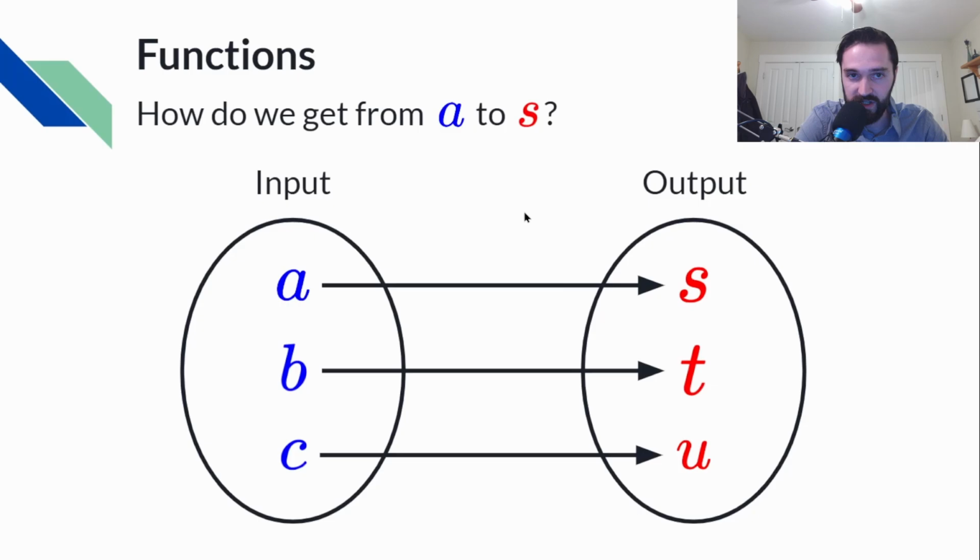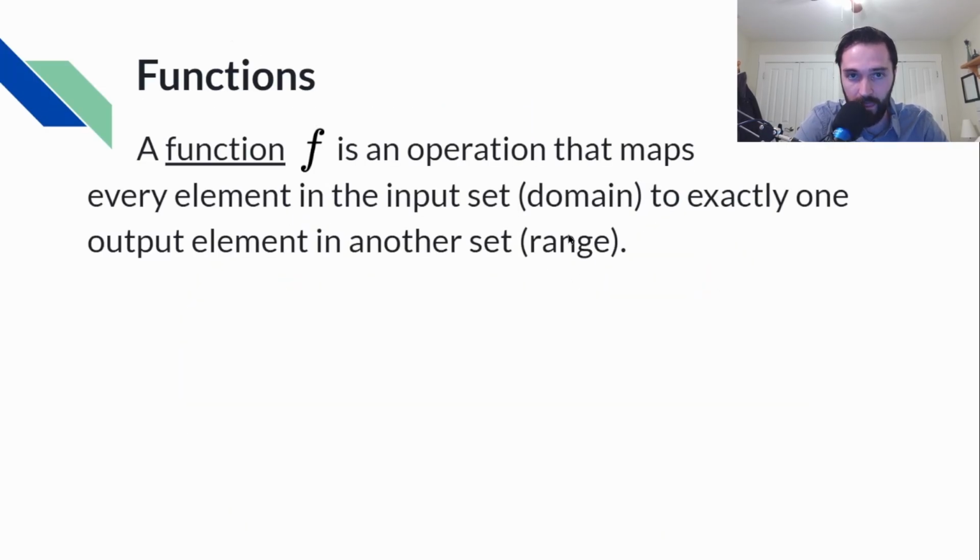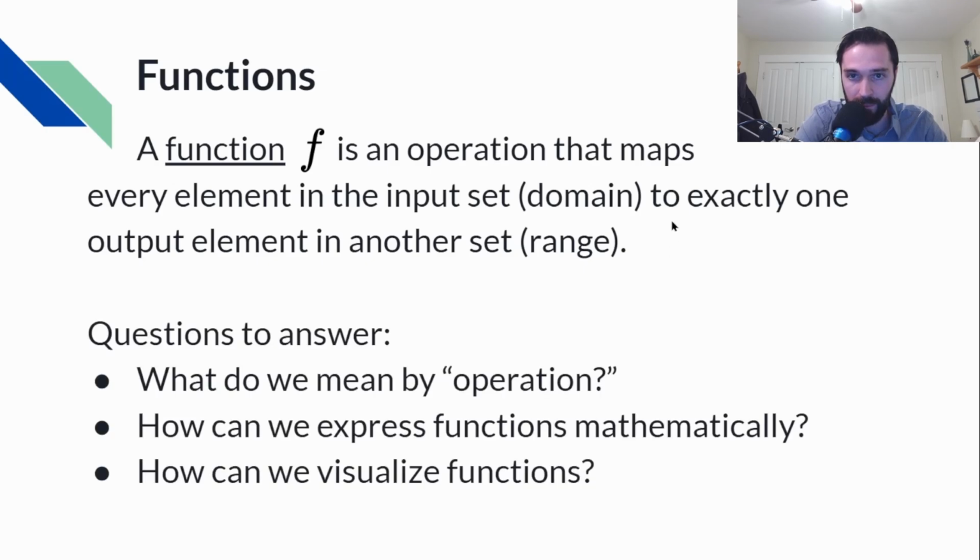So the question I want to ask now is, how do we get from A to S? How does this mapping occur? A is being passed into F, the function F, and that function performs some sort of operation to get to S. So let's write down a second definition for functions. A function F is an operation that maps every element in the input set, the domain, to exactly one output element in another set. That's the range.